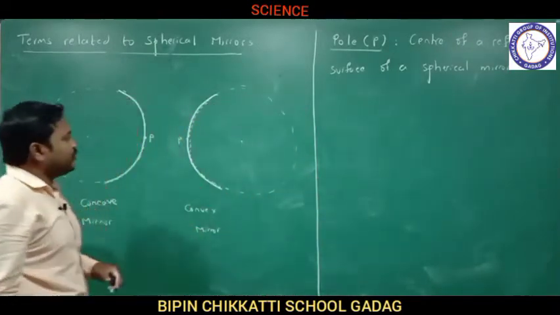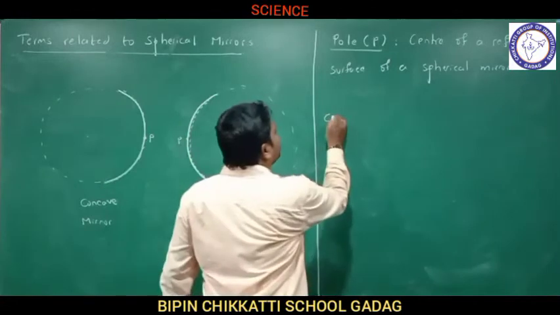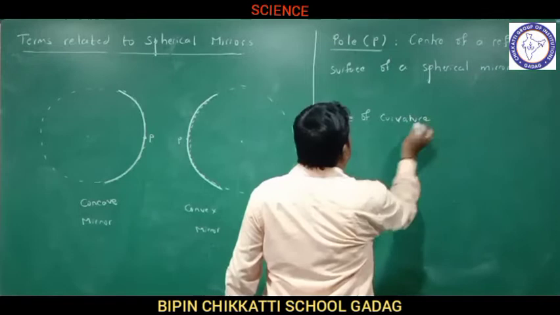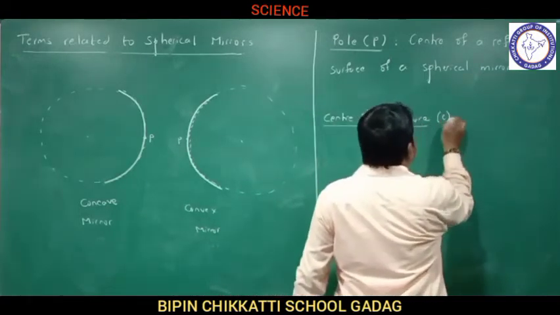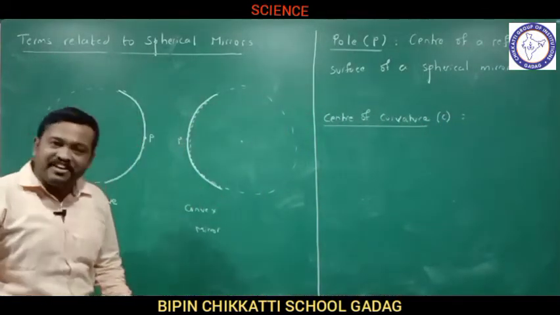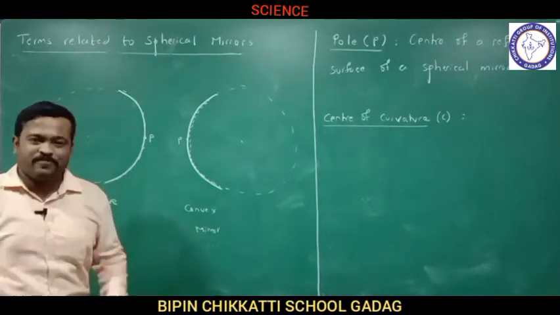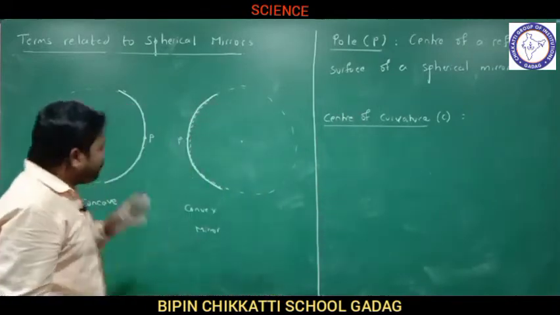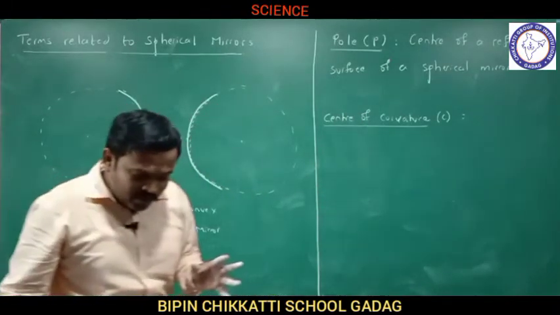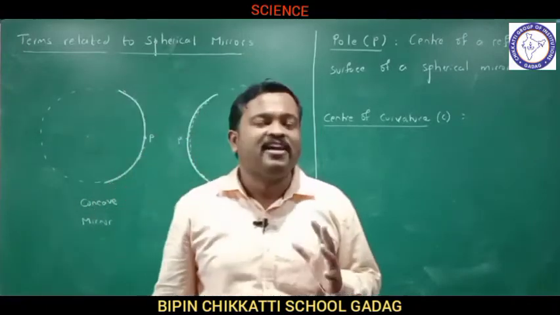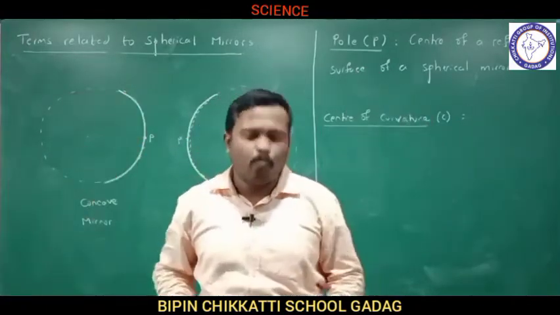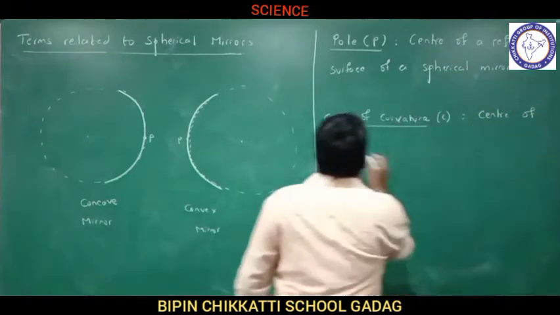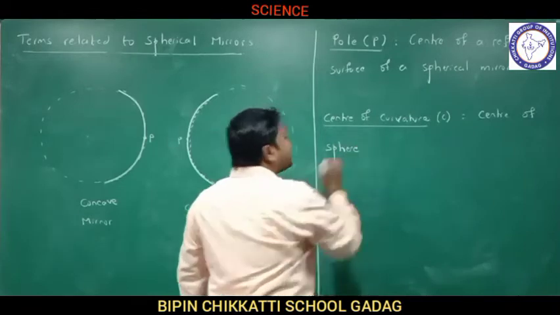Now let me go with the next one, that is the center of curvature. Whenever we speak about mirrors, we use this kind of term, the center of curvature, and we denote it by the capital letter C. What is the center of curvature? The name itself says center of curvature. First of all, understand that's why I told you about spherical mirrors. Whenever I think about spherical mirrors, I think of the sphere. What is the center of curvature? It is the center of the sphere. Do you understand? It is the center of the sphere.